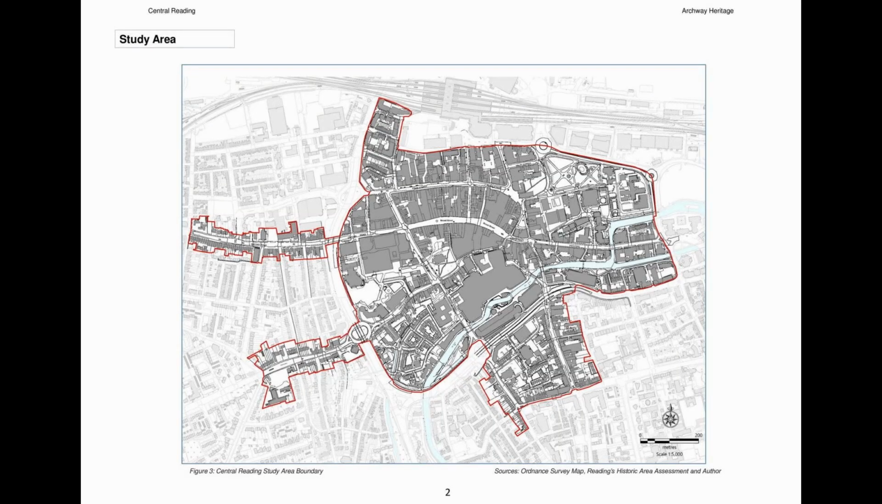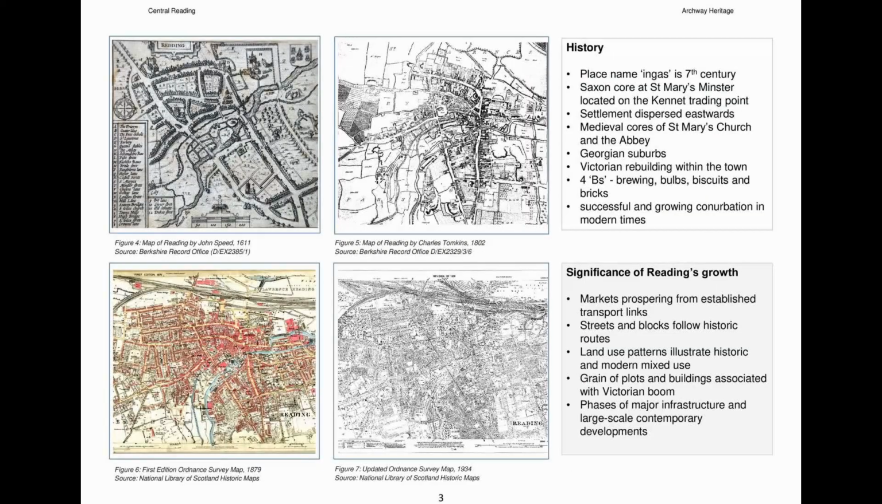The study area is located within the red line boundary shown on Figure 3. Reading originally formed at fording points on the Kennet nearby Reading Minster Church. St Mary's is the location of the Minster Market, established during Saxon times, which grew and attracted settlement, which then expanded. The settlement attracted an abbey that was established to the northeast.